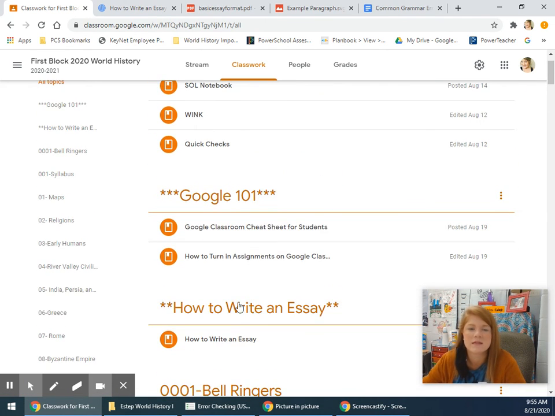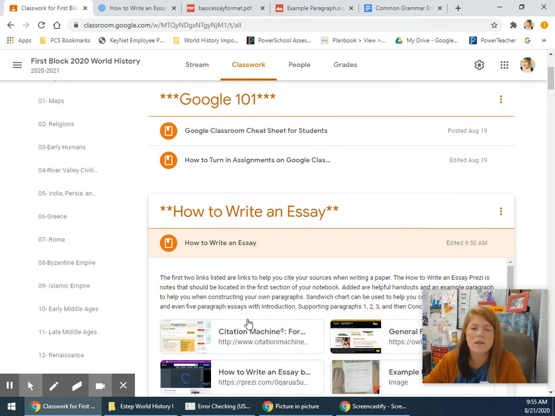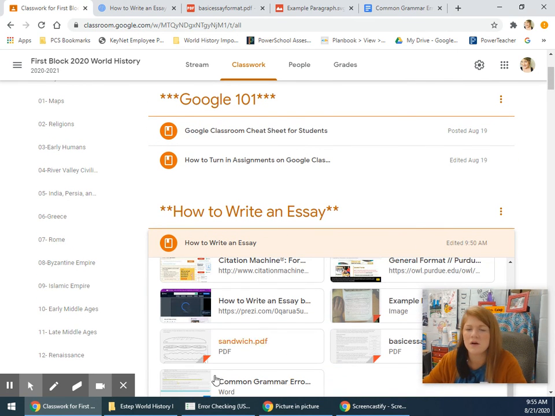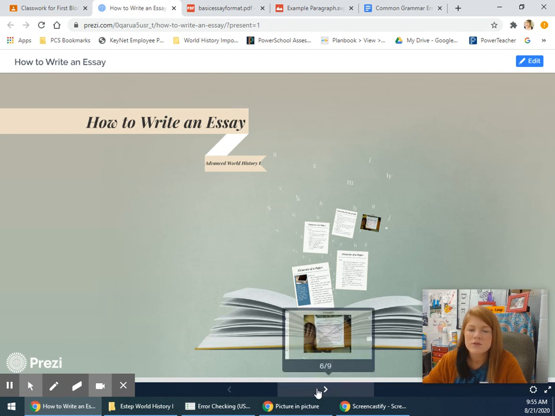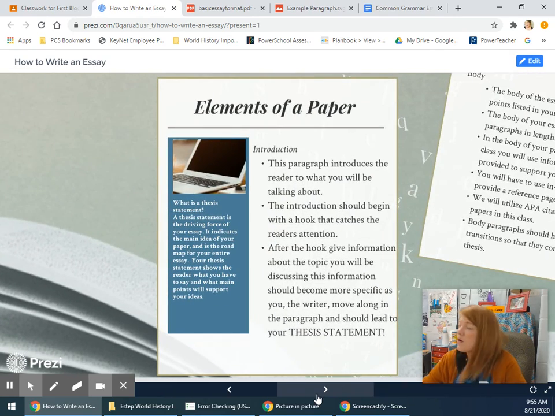But first, let's get to how to write an essay. When you click how to write an essay, it takes you to all these different links. Okay, I'm going to start with this one, how to write an essay, Prezi. Okay, so how do you write an essay? Well, first and foremost, you have an introduction. This paragraph introduces the reader to what you're going to be talking about. You give the reader a hook.